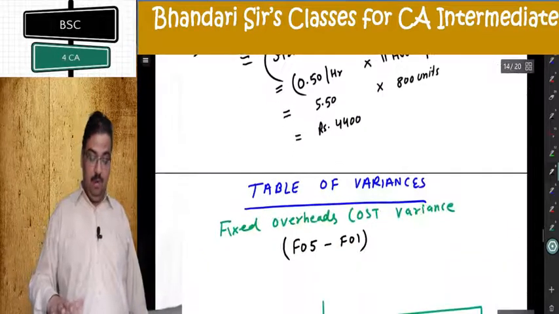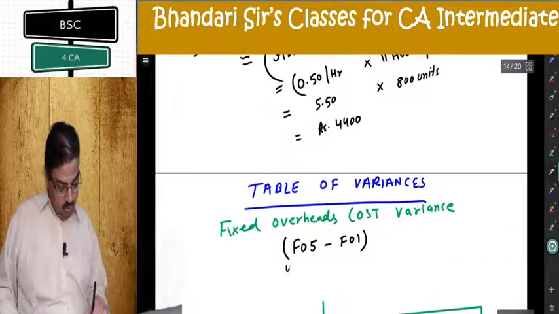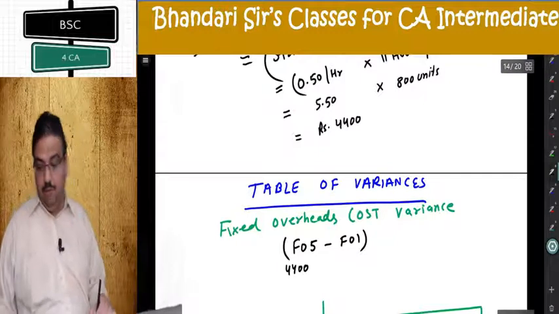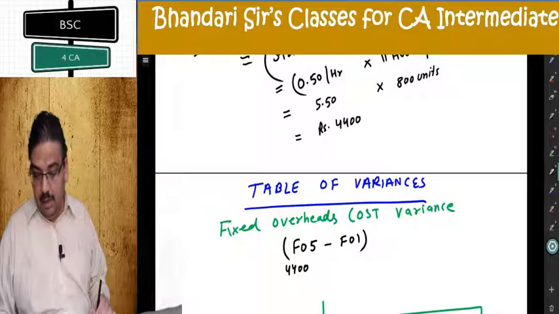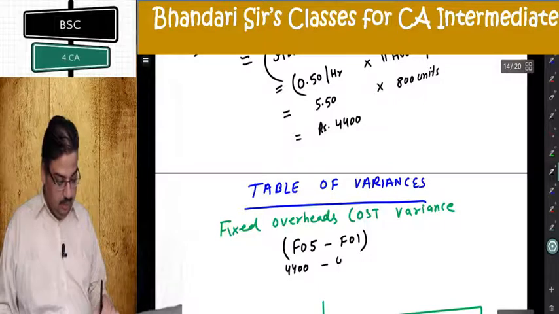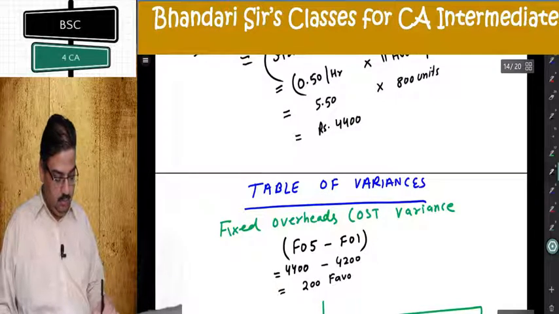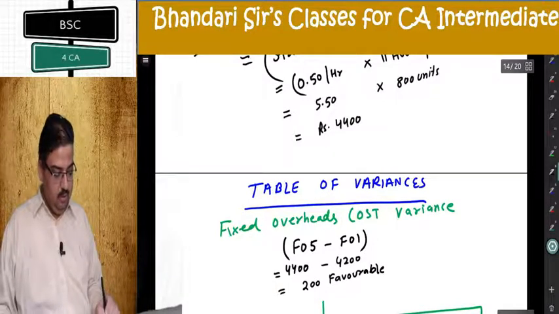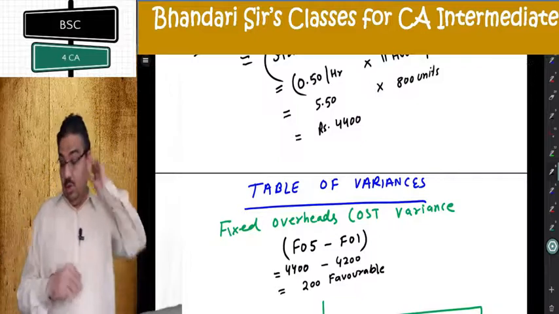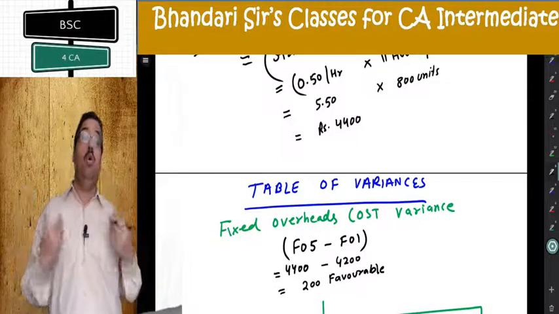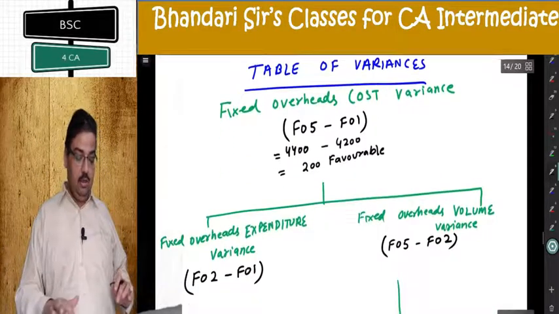Let's put it in the table of variances. 4400 minus actual, which was 4200, is 200 favorable. This table is going to be your answer. He is not asking for specific variances. All variances in a detailed manner are shown in this table.